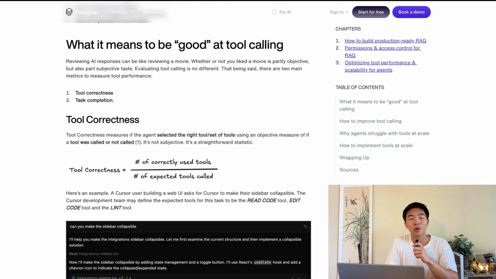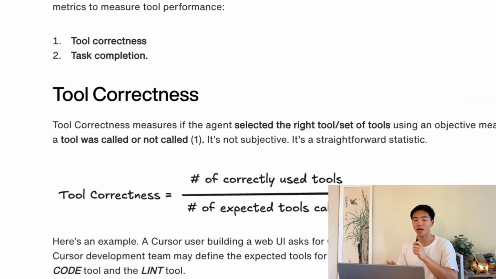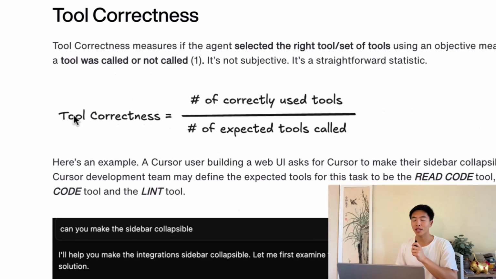If we're looking to improve tool calling, the first thing we have to do is measure it. So what does it mean to be good at tool calling? There's two main metrics that we can look at to evaluate an AI agent's ability to call tools. We have tool correctness and task completion. Tool correctness is a straight proportion of the number of correctly used tools by your AI agent and the number of expected tools, and that's defined by your developer team.